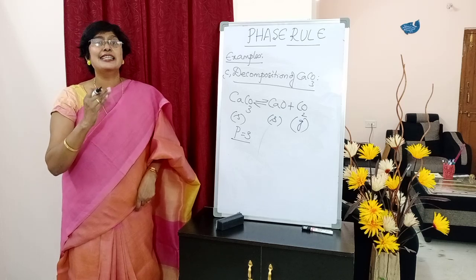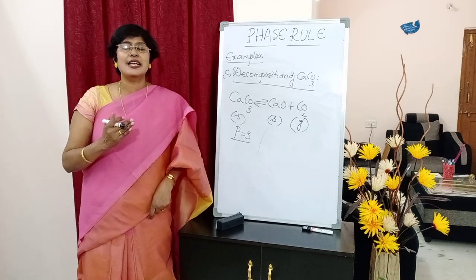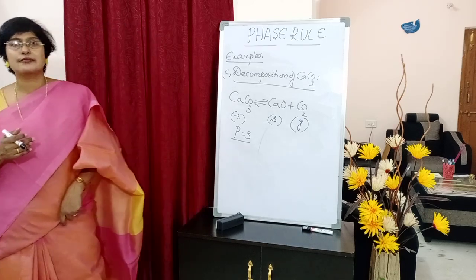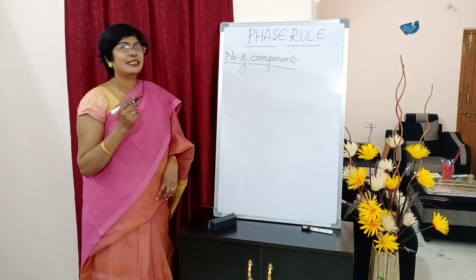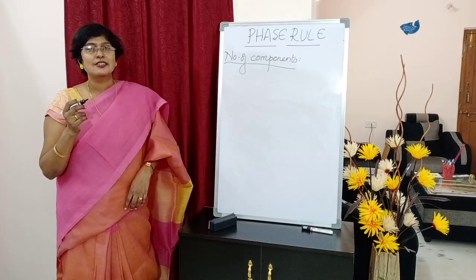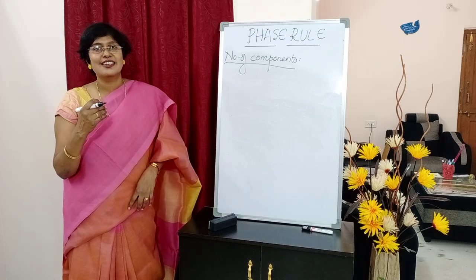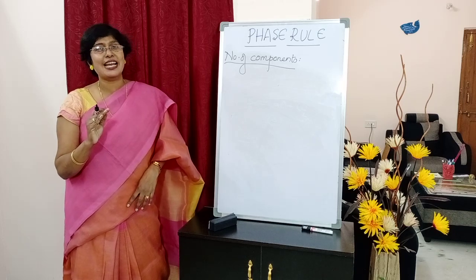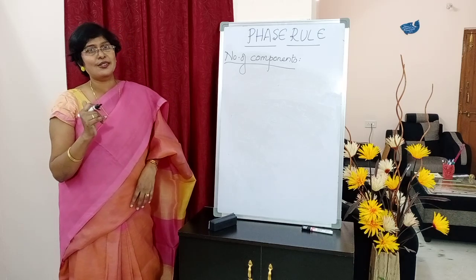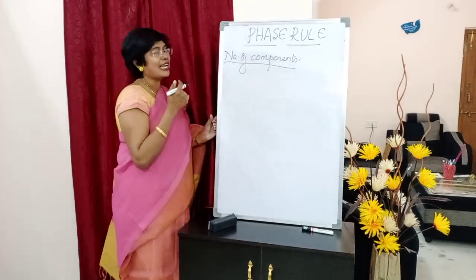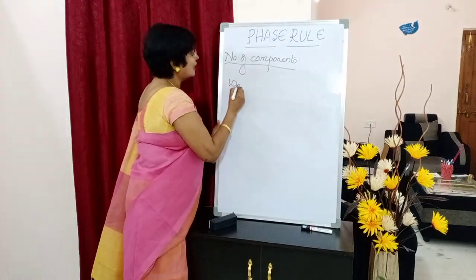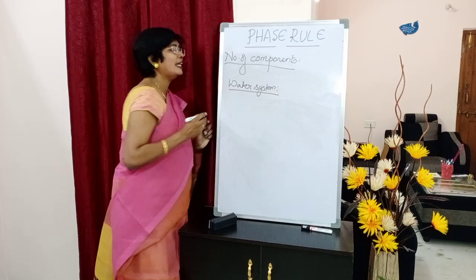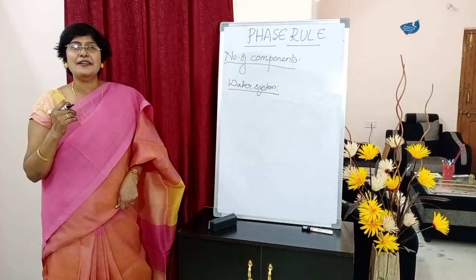Put the side heading: number of components. So, what are these components, students? I will not start from the definition. First, we will look into an example, then we will define it so that it will be easy for you. What is the example that we can take here? For example, take the water system. Water can exist in how many phases, students?